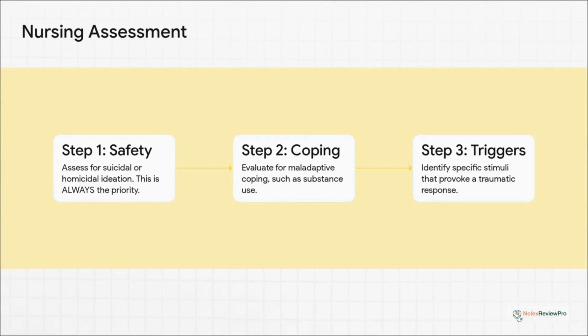Step 1, first, last, and always is safety. You have to assess for any risk of harm to themselves or to others, period. Once safety is established, then you can move to step 2, looking for unhealthy coping mechanisms like using alcohol or drugs to numb the pain. And finally, step 3 is working with them to identify their specific triggers.